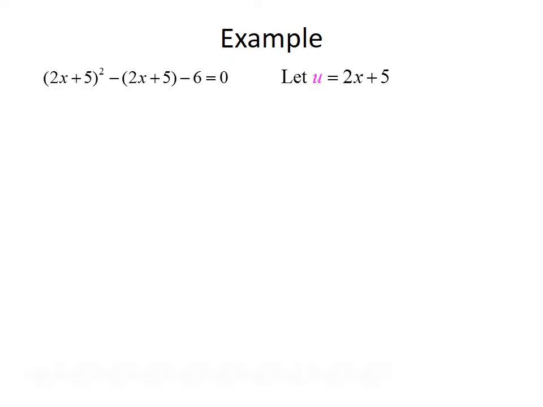So let's assume that u equals 2x plus 5. This means we can rewrite our problem as u squared minus u minus 6 equals 0. Now we can solve this quadratic equation by factoring.